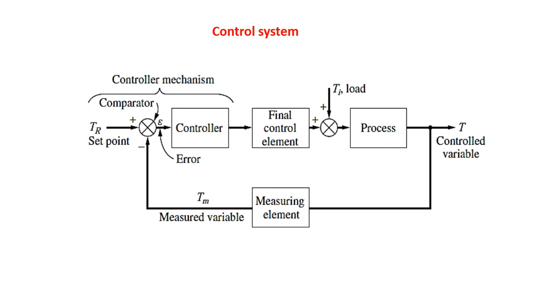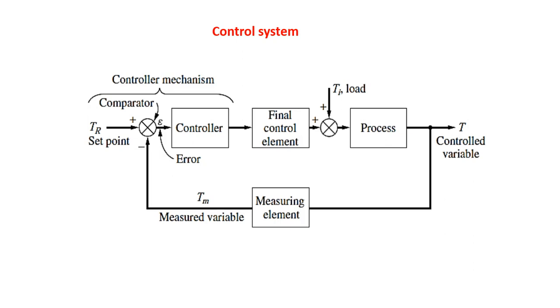Now that Tm goes into this comparator. The comparator is where you compare the measured value with the set value. Let's suppose the set value is Tr. So the comparator compares the set value with the measured value and produces an error. Now that error goes into the controller, where using the controller algorithm, either proportional, proportional integral, proportional derivative or proportional integral derivative, the controller decides what action is to be implemented, and that action is further implemented by the final controlling element.